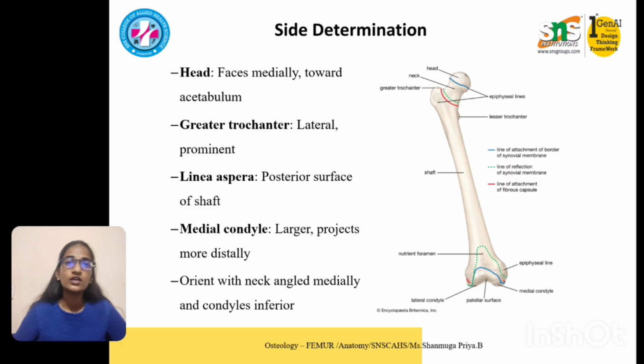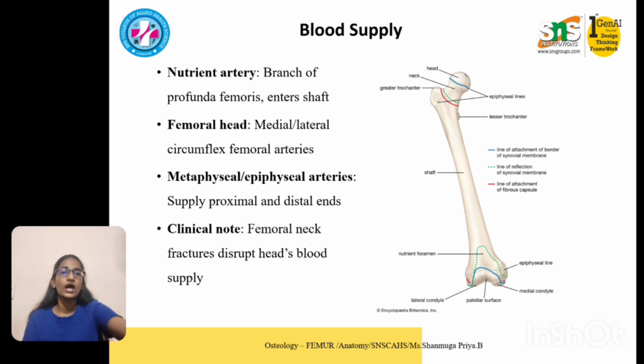Ossification of the femur. The ossification begins with the nutrient arteries, which are a branch of the profunda femoris entering the shaft. The femoral head is supplied by the medial and lateral circumflex femoral arteries, and also we have metaphyseal and epiphyseal arteries, which nourish the ends. Note that femoral neck fractures can disrupt the head's blood supply, leading to avascular necrosis.